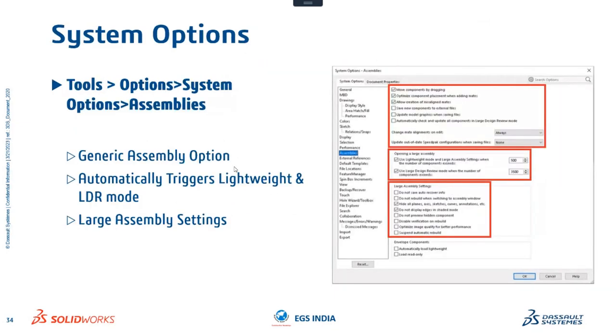And then another system option is Assemblies. On assemblies, there is a general option on the top, which I have marked here. And secondly, there is an automatically trigger lightweight and LDR mode, which is large design review mode. You can set the number of components, and when it is exceeded, it will move to lightweight mode or LDR mode. The large assembly settings are used for this function. These are the options we need to check, and click OK to apply the settings.